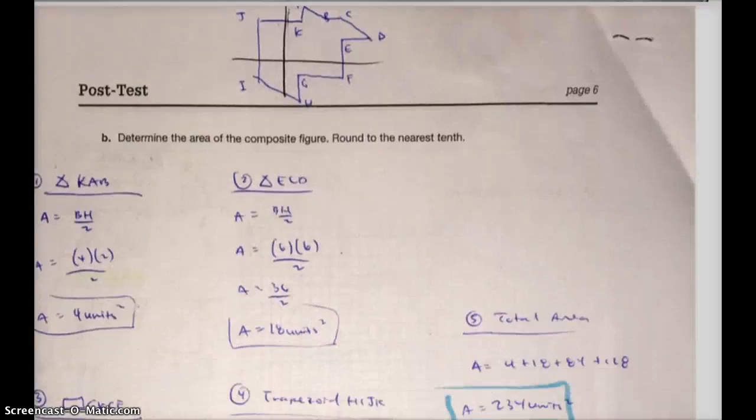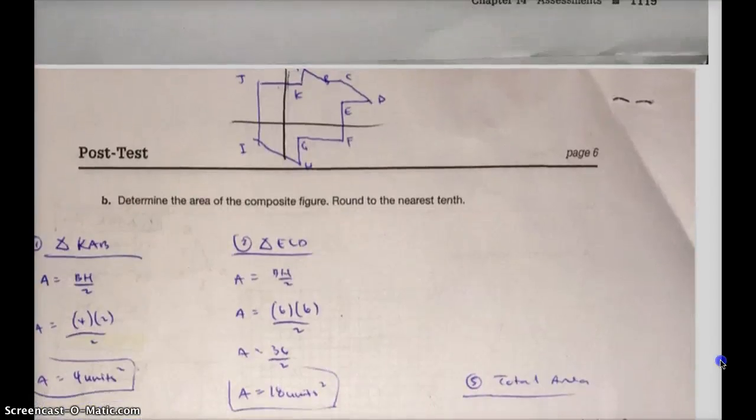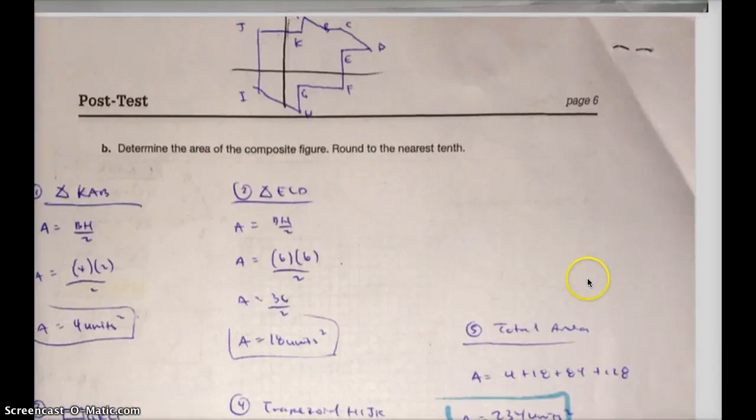Last problem on the back page. Determine the area of the composite figure. So a couple of you guys broke them up into different shapes. This is how I broke up mine. KAB, this little triangle right there. Triangle ECD, this triangle over here. Okay. This little triangle up here, base times height divided by 2, is 4 units. This one was 18 units.